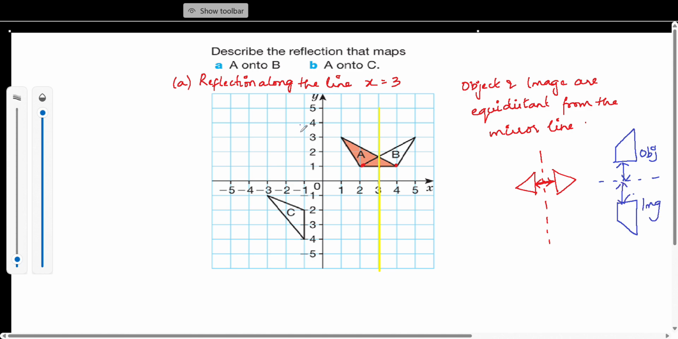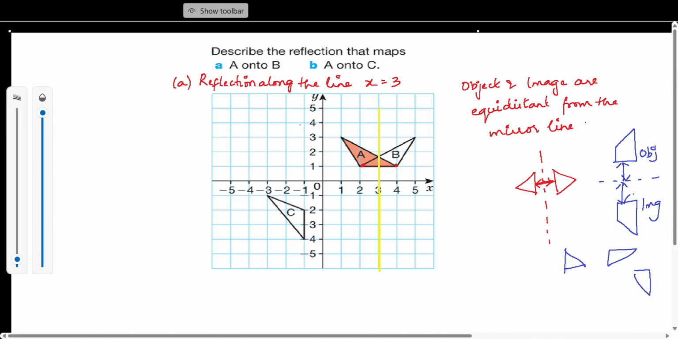But what if my mirror line is diagonal? When it's diagonal, the shape will slightly tilt. The orientation will change, tricking us to believe that it could be a rotation. Because in rotation, a shape like this would become like this, then like this, in steps of 90 degrees each. So sometimes it is easy for us to get confused between a rotation and a reflection.